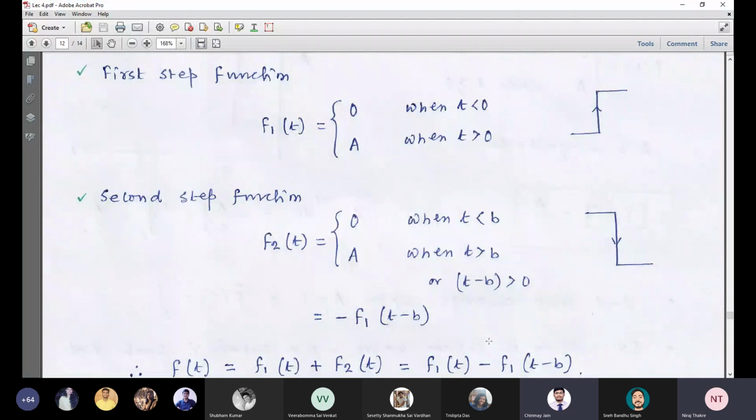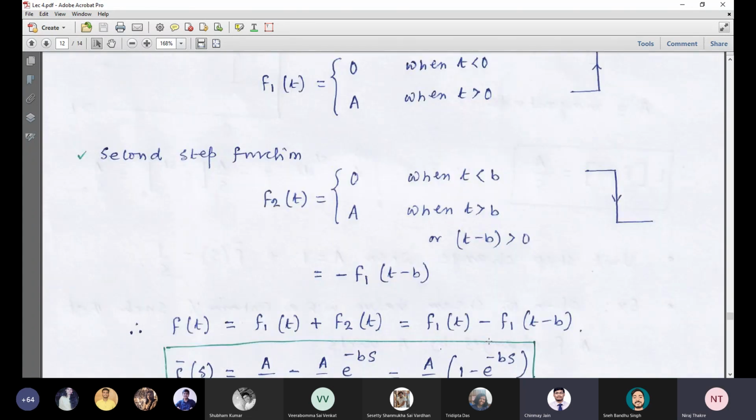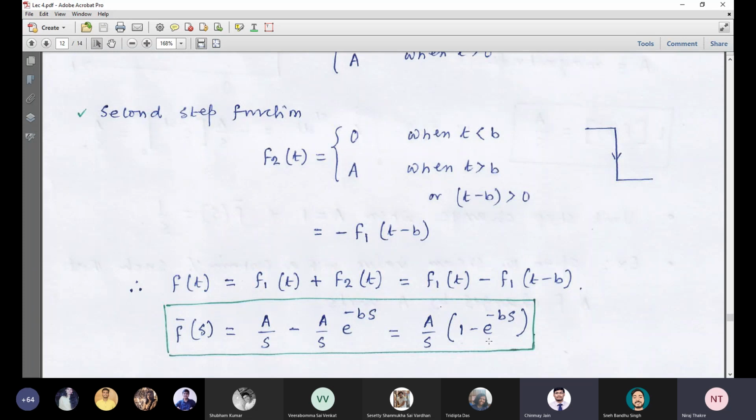So Chinmay, A by S into e to the power minus bs. Okay, good. Fine, this one is the answer. You see, it's quite straightforward to find. Sir, I told you the same answer. What's your roll number? 19CH10051. Subham Kumar. Okay, I have noted that, Subham. Don't worry.